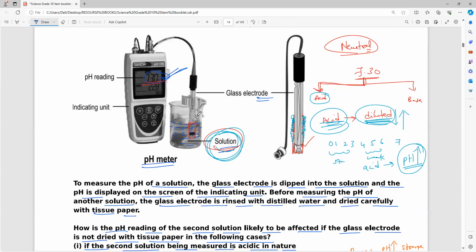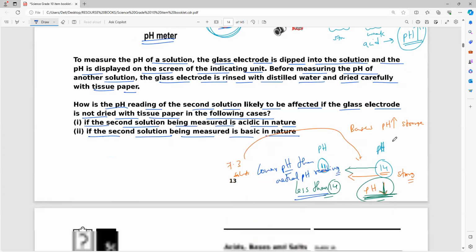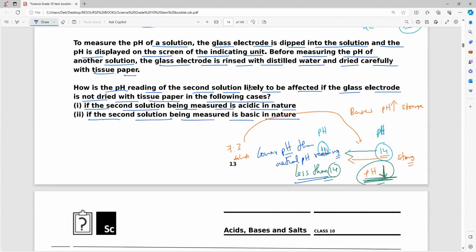So if the electrode is directly dipped in the acid, it is going to be diluted and the pH of the solution is going to increase. So it will show a little higher reading than the actual pH reading. In bases, it is going to be diluted. Bases diluted means the pH value decreasing. So it will show a lesser pH than the actual reading.